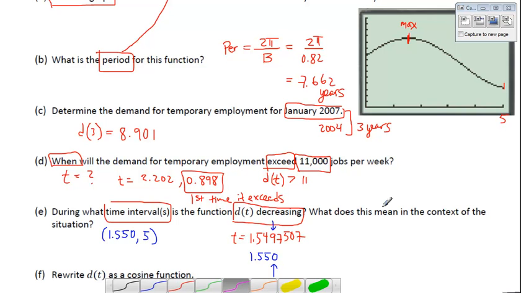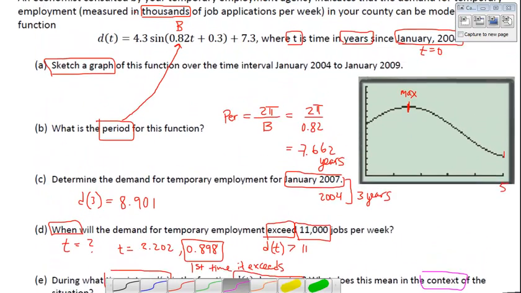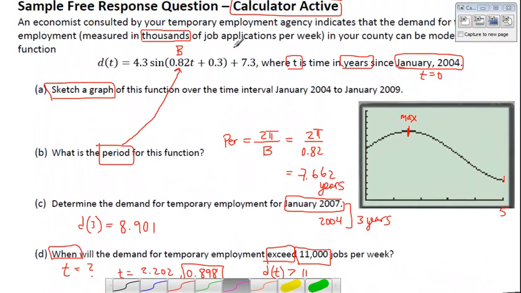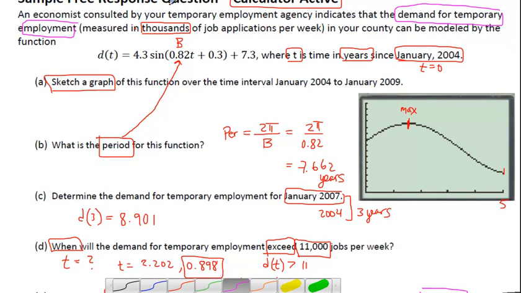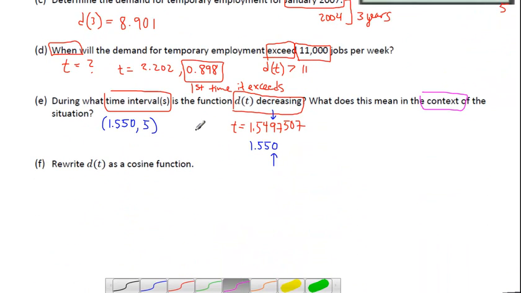So as far as the context, what does this mean in the context of the situation? When does it start to decrease? Since the context is talking about the demand for temporary employment, and this is all measured in job applications, then the context of D of T decreasing would mean there's less job applications being submitted.